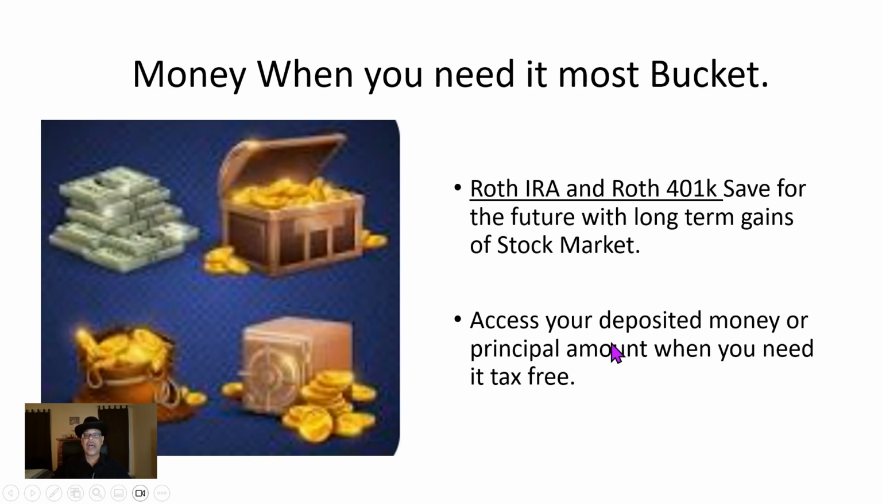Now, this one right here, I call this the money-when-you-need-it-most bucket. As you can see, you've got all these different sources. This is your Roth IRA and your Roth 401k, saving for the future with long-term gains of the stock market. Now, the best way I can explain this is you have an account, you put money in it. The money you put in, you can always withdraw. Unlike a savings account, you actually take the money you put in and invest it in different investment instruments.